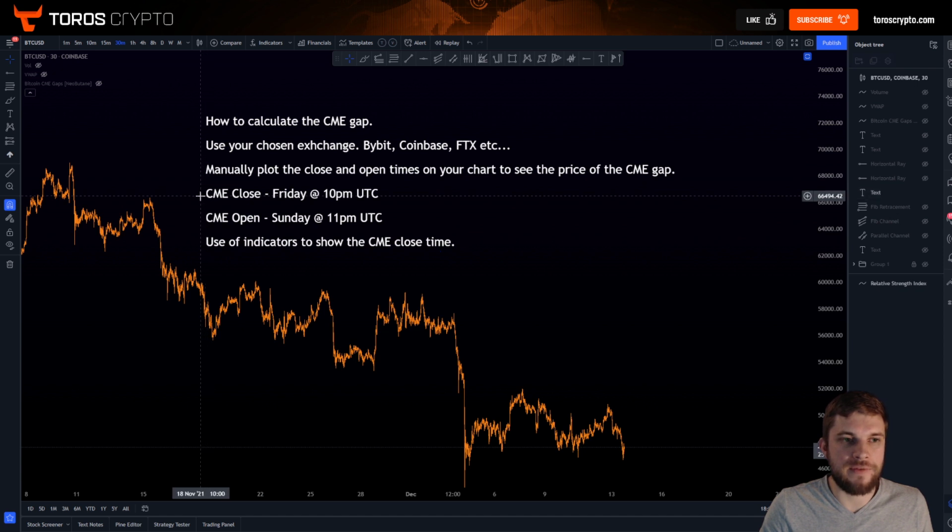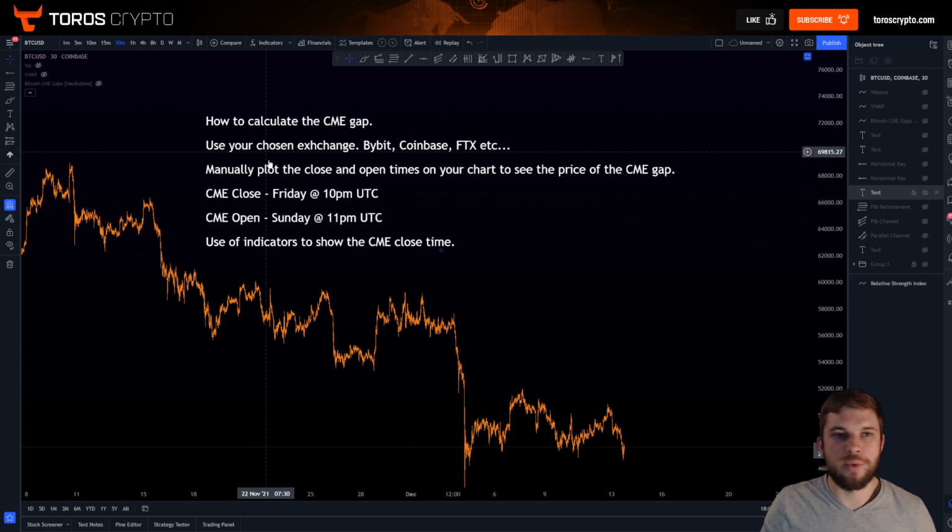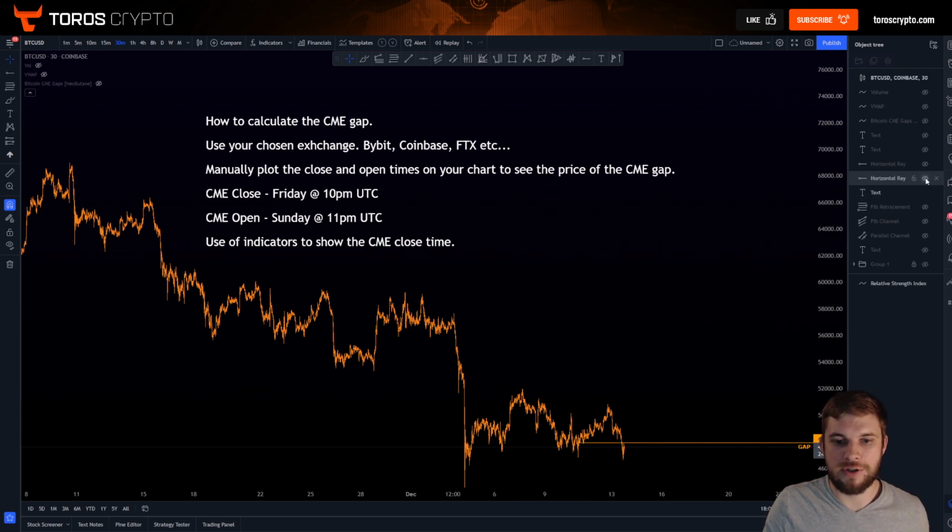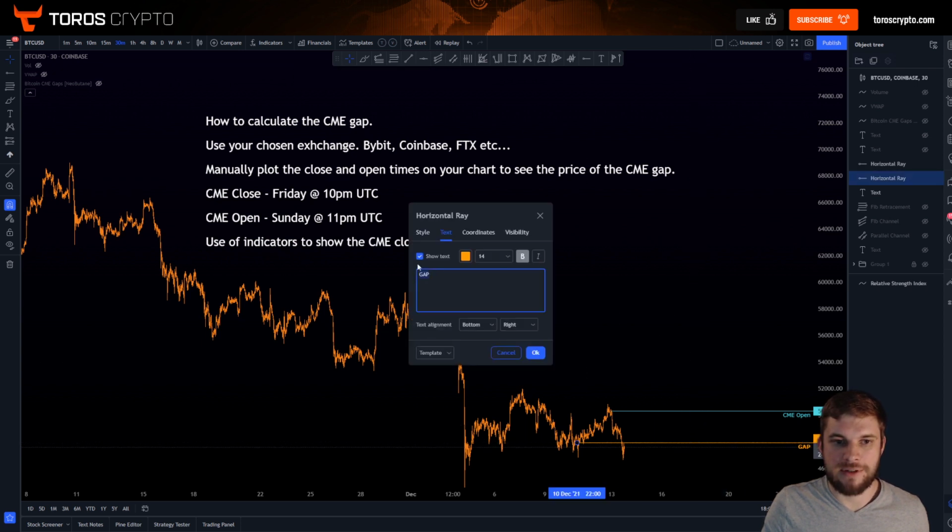Now, the time that the CME closes is Friday night at 10 p.m. UTC, and the time in which it opens is the CME open, which is Sunday at 11 p.m. UTC. So the most simple way to do this is to simply plot on your chart the CME close and the CME open, and this creates your gap.